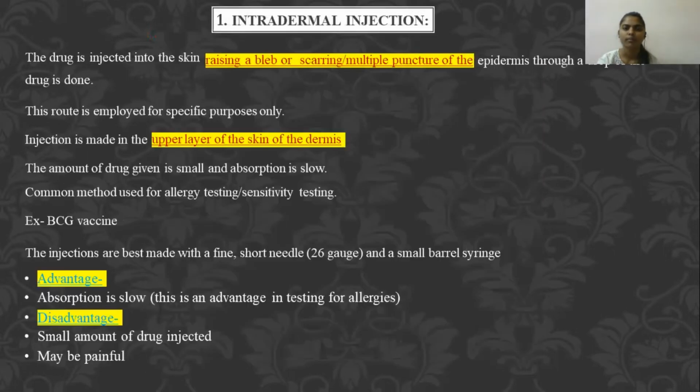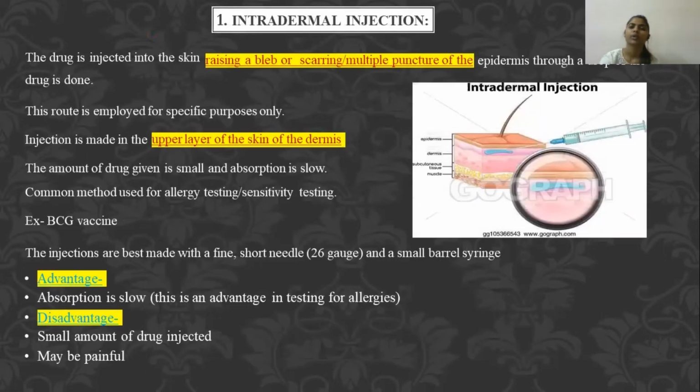Let's talk about them one by one, starting with intradermal injections. Intradermal means the drug is injected into the skin, raising a bleb, or by scarring or multiple punctures of the epidermis through a drop of the drug. This route is employed for specific purposes only. The injection is made into the upper layer of the skin, the dermis. Look at that figure: there are the layers of the skin, the epidermis, dermis, subcutaneous tissue, and muscles.